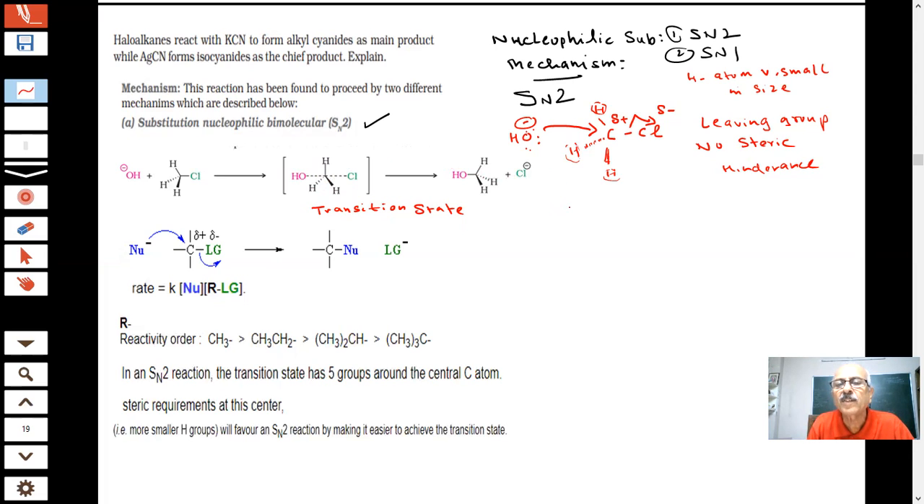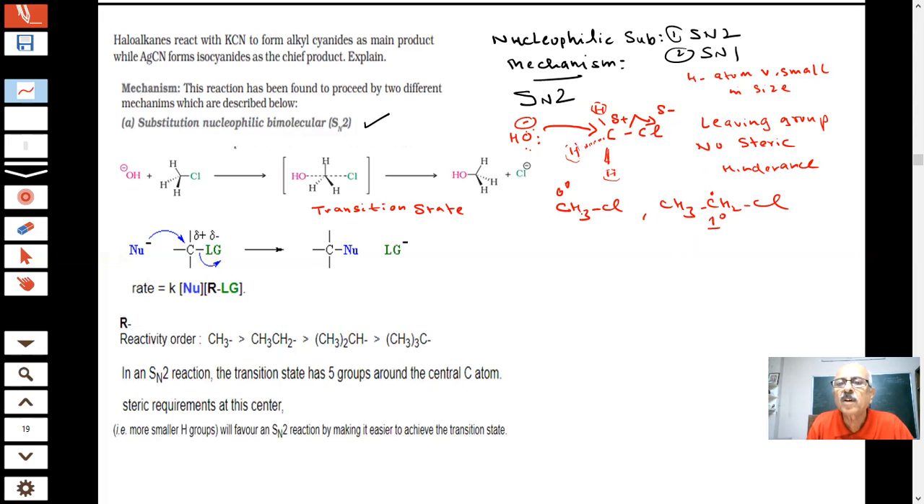You can see what type of alkyl halide this is, CH3Cl. There is no carbon attached, so this is actually 0 degree. If I have CH3CH2Cl, this carbon has 1 carbon, so this is 1 degree. If the carbon has 2 carbons, 2 degree. If the carbon has 3 carbons, 3 degree. That you already know. Okay?